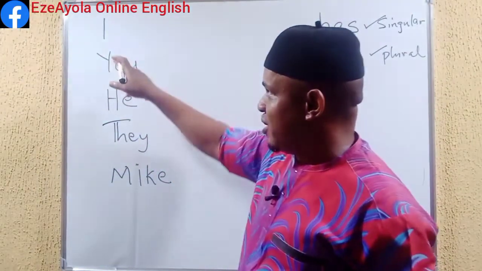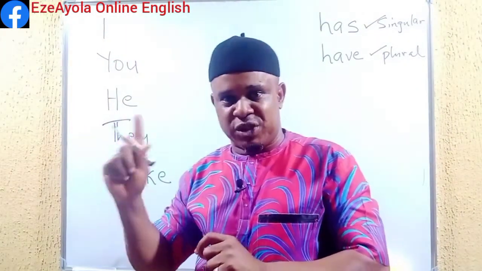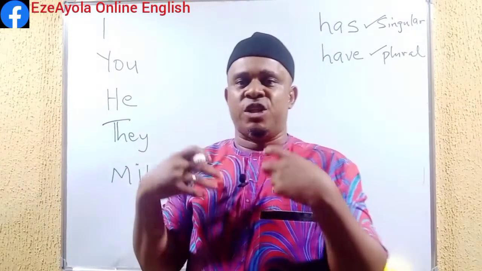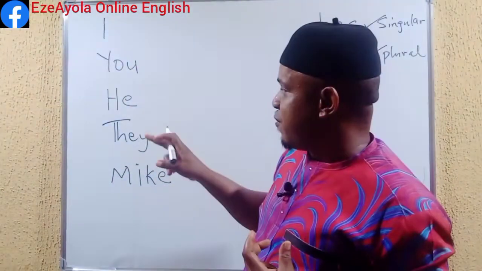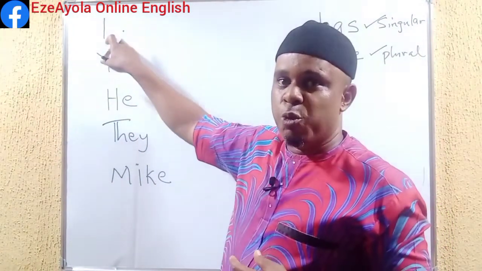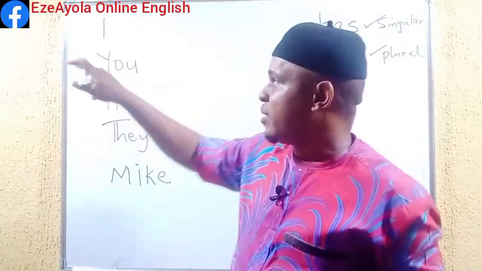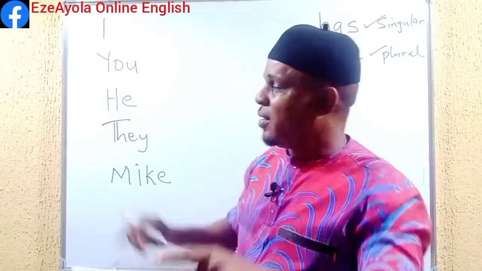But look at this. When I say I as a pronoun, personal pronoun, it represents myself. Instead of mentioning my name, I have to replace my name with I, okay? This is seen originally as singular.